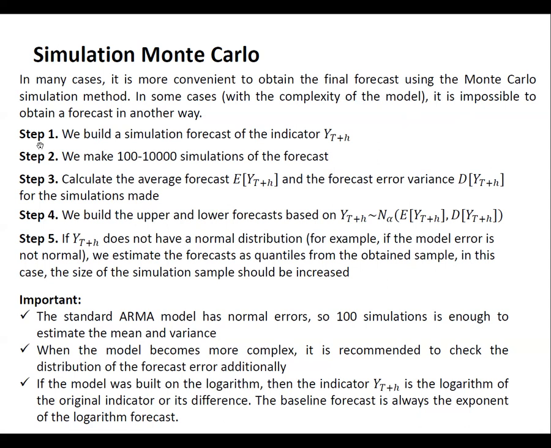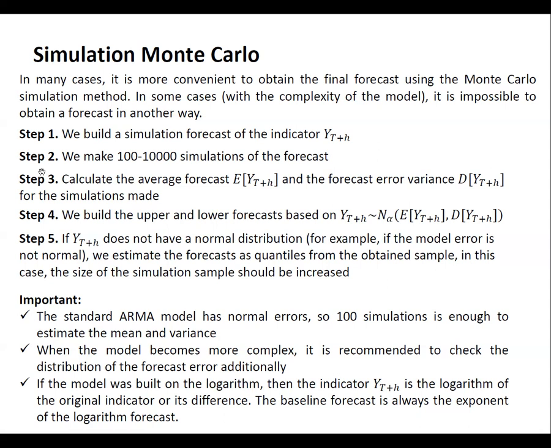Let's start from the first step. First, we need to build a simulation forecast of our indicator. On the previous slides, we have already built a simulation forecast. This is the model itself plus the error. For example, in Excel, every time you recalculate cells by pressing the F9 button, or when you make some changes to empty cells, this simulation forecast should change, because every time it is based on random number generation, the RAND function in Excel, or some other random number generation function in other application packages.